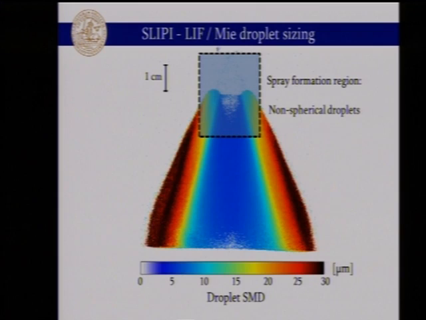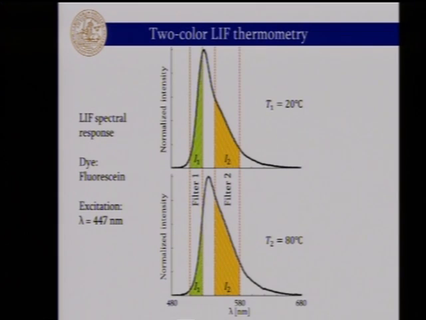All right, so what about now thermometry? Instead of dividing a Mie signal with a LIF, we can divide two LIF signals with a different spectral band. And this dye is actually temperature sensitive. So if we heat the liquid from 20 to 80 degrees, there is a shift of the spectrum toward the red. If you put a filter, you have this part increase while the first part is decreasing. So by taking a ratio of those two bands, you can actually figure out the temperature.